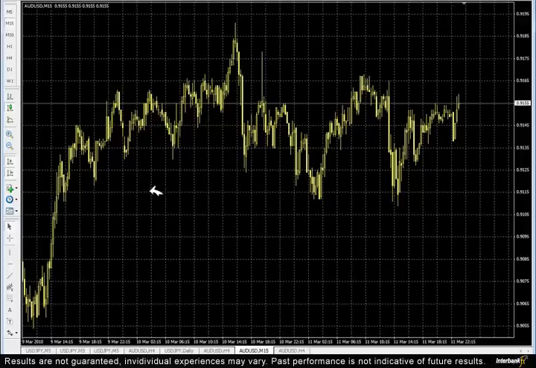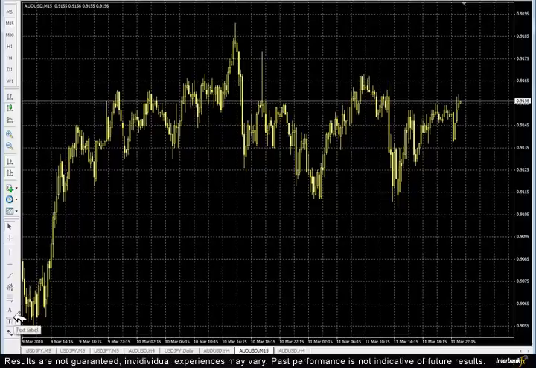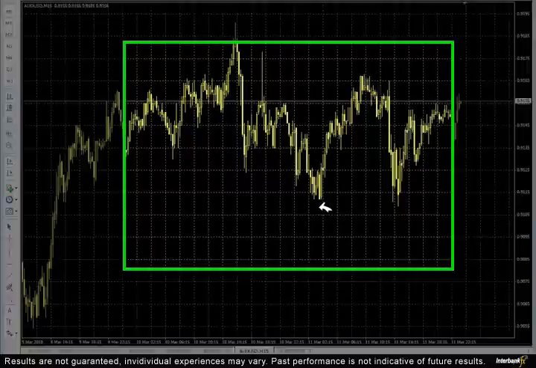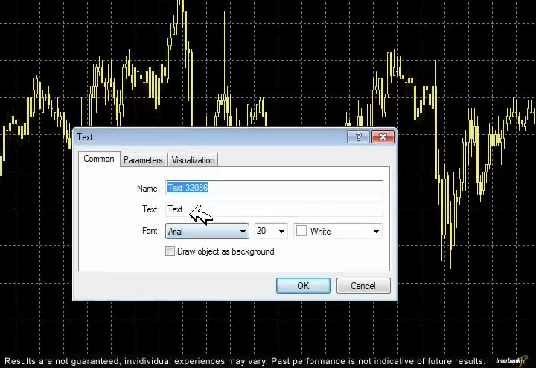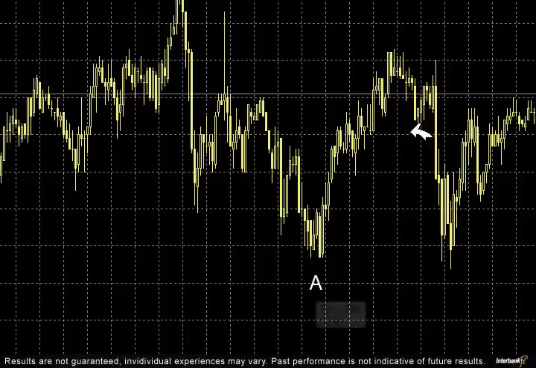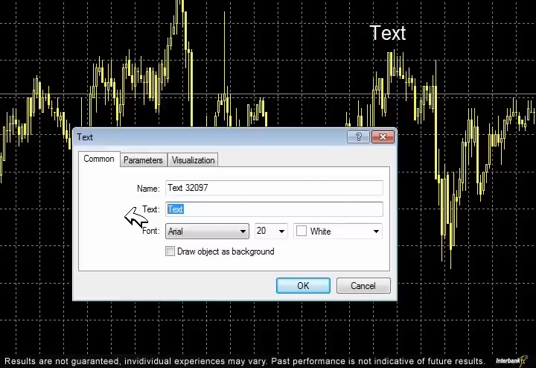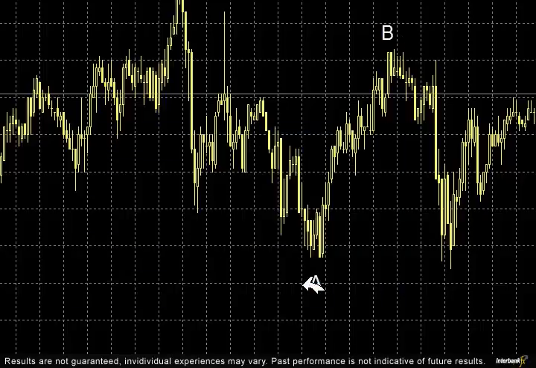What I like to do and what I recommend you do is you go ahead and use your text tool. You see how I'm grabbing this right here? And what you can do is just go ahead and start labeling A, start labeling B, and look for where you feel the last major rally or sell-off started and ended. Okay? Sometimes you'll even see that there are little moves within the move.